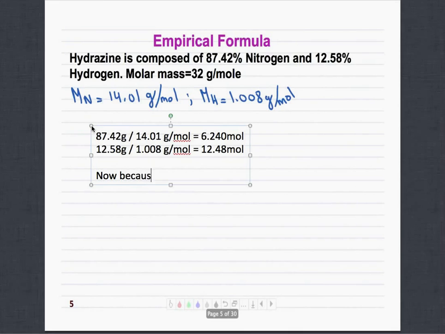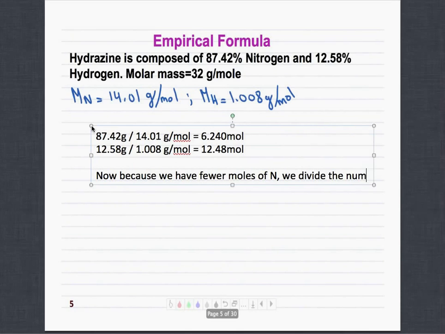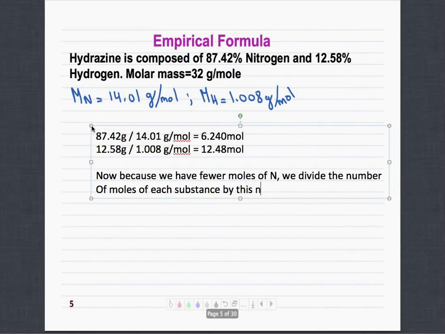Now the next step: I have 6.240 for nitrogen, and the hydrogen is 12.48. So my next step is to find in this formula the smallest number, which is 6.24 in this case, and divide all the numbers in the formula by the smallest number. And if I do so, what I'm going to get is NH2.